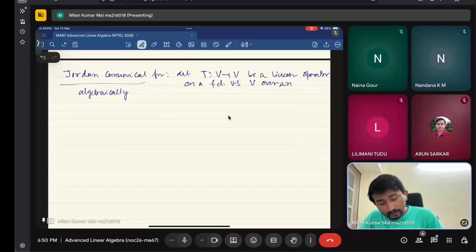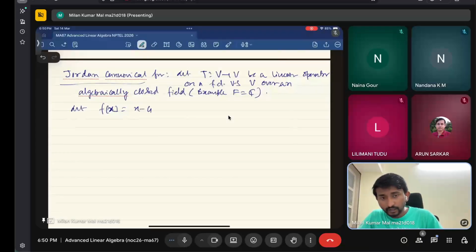Example, F is equal to C. Let f(x) be the characteristic polynomial. If it is an algebraically closed field, in that case, the characteristic polynomial is completely factorized into linear factors. Need not be distinct, but completely factorized.